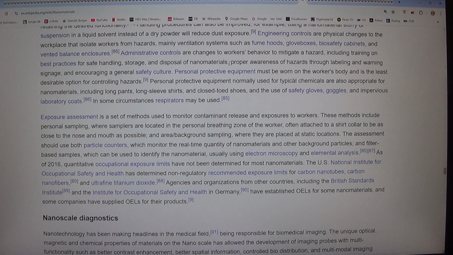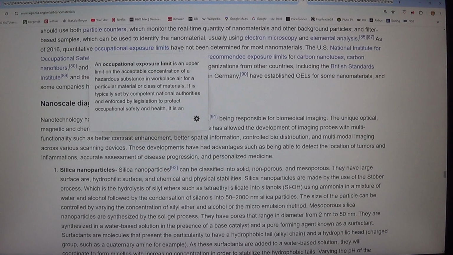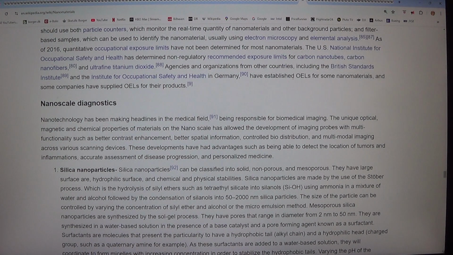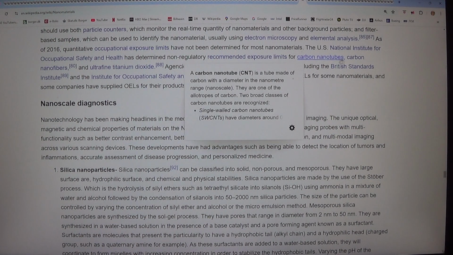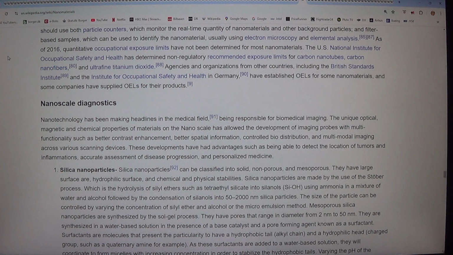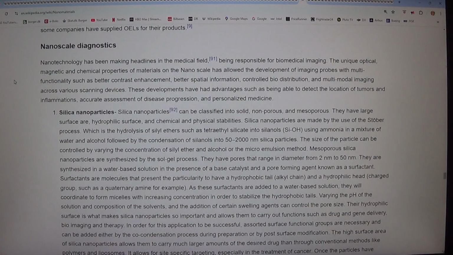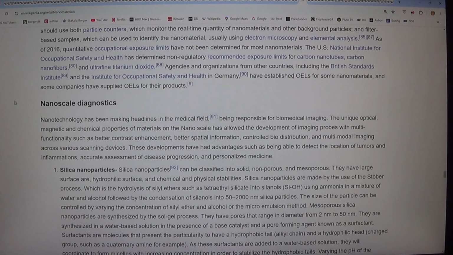As of 2016, quantitative occupational exposure limits have not been determined for most nanomaterials. The U.S. National Institute for Occupational Safety and Health has determined non-regulatory recommended exposure limits for carbon nanotubes, carbon nanofibers, and ultrafine titanium dioxide. Agencies and organizations from other countries, including the British Standards Institute and the Institute for Occupational Safety and Health in Germany, have established OELs for some nanomaterials, and some companies have supplied OELs for their products.